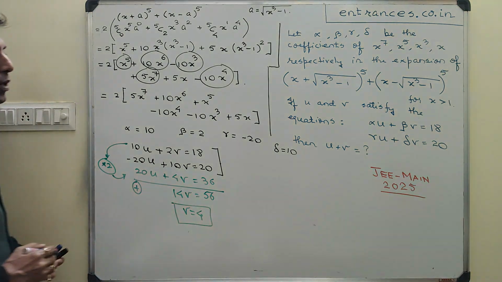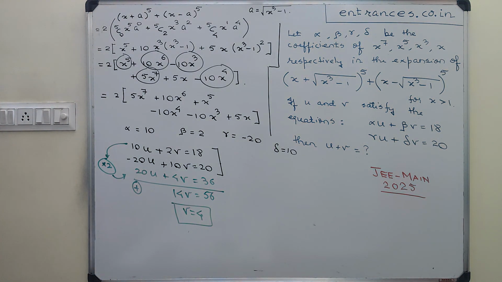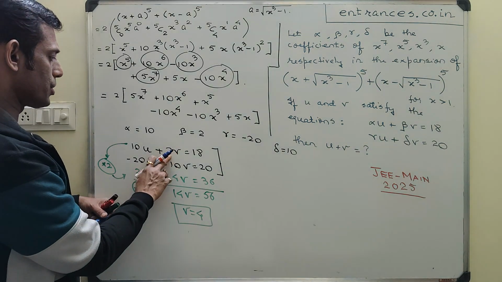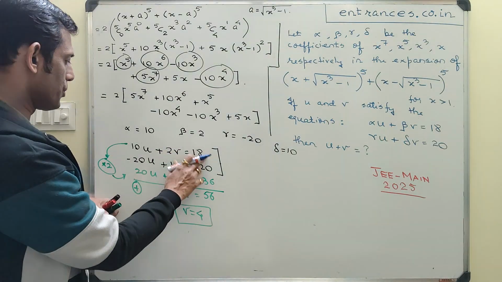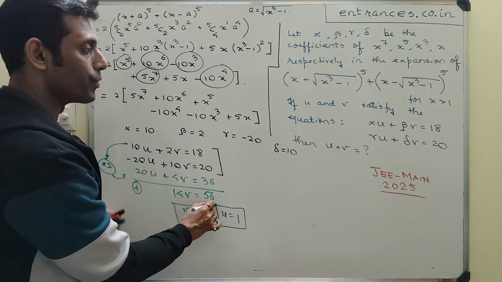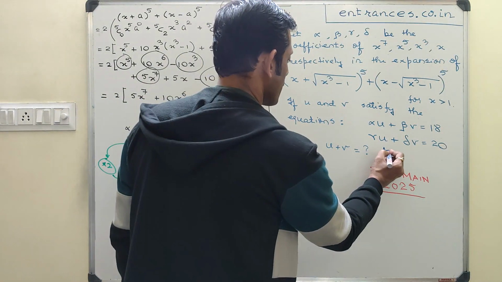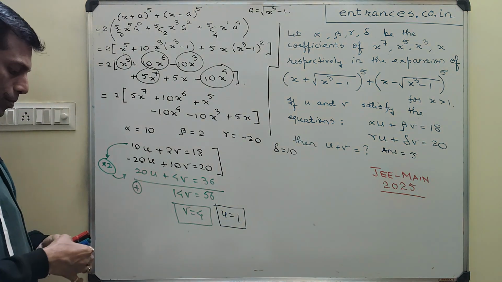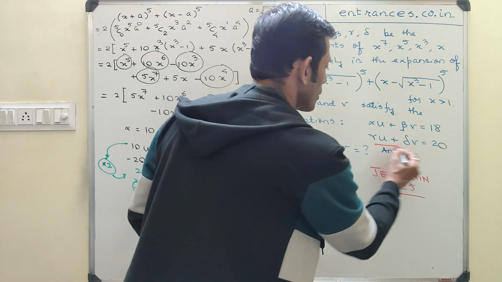Our job is to obtain u and v. Let's not go into resolving equations. v equal to 4 means this is 8. So 8, that means 10, which means u should be equal to 1. So I think u plus v should have an answer equal to 5. u plus v should be equal to 5. This should be the answer to this question.